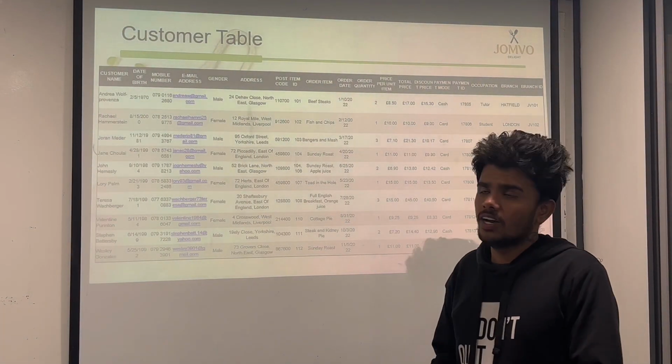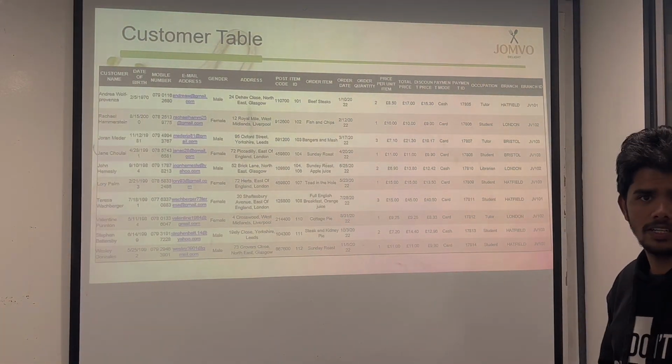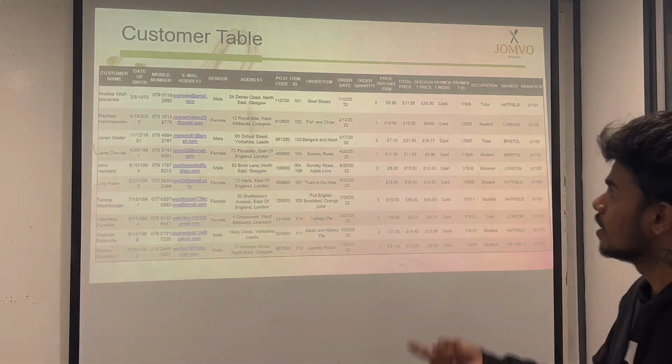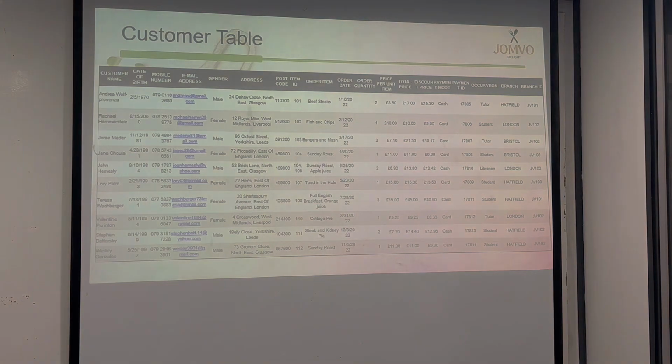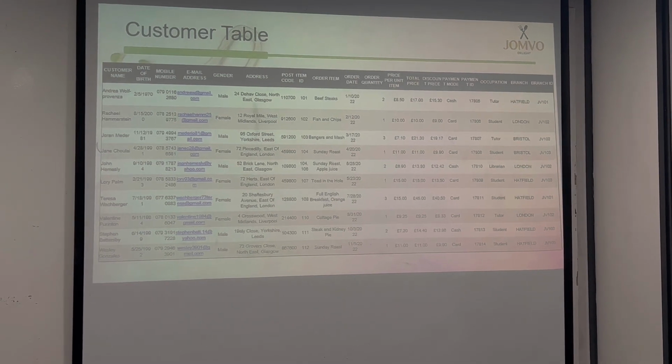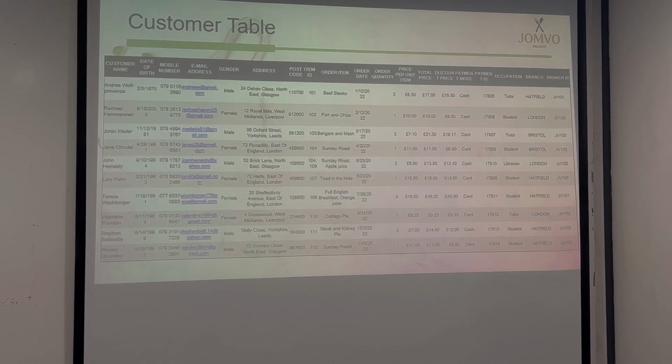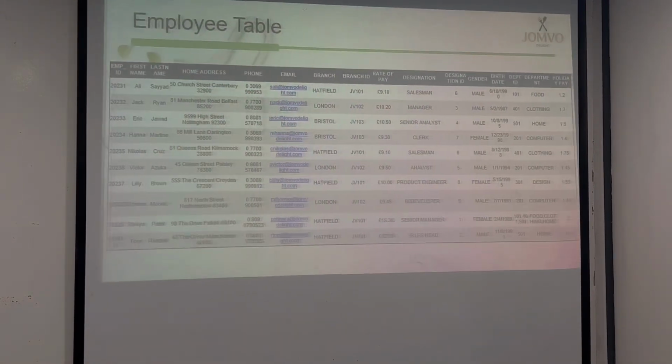Hello everyone. I'm going to talk about the tables we have. We have created two tables, the customer table and the employee table. On the screen you can see this. This is the customer table and these are the fields in the customer table: customer name, the details of the customer, then the order date, order quantity and all other fields including branch and branch ID. And on the next slide, I'm going to talk about the employee table.